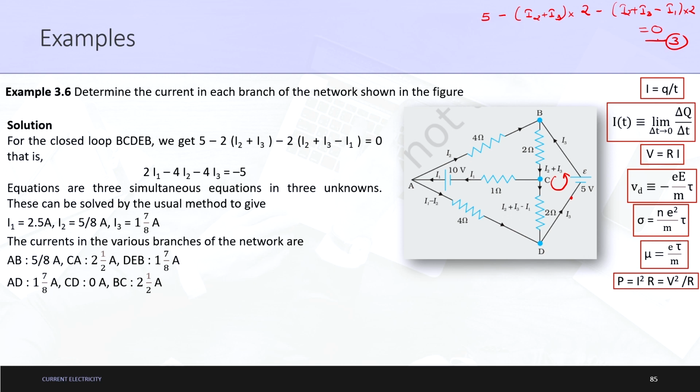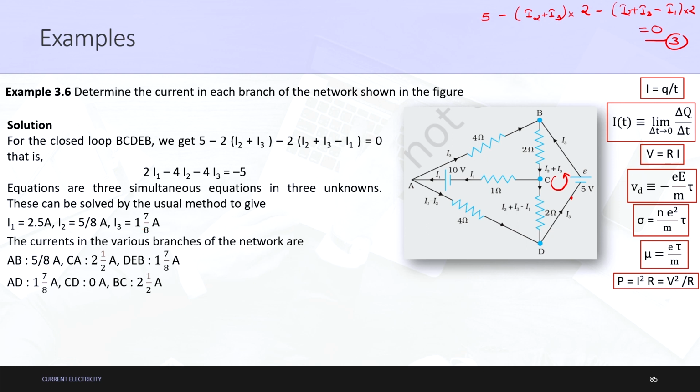Now, using 3 equations, 3 unknowns, we can find out the results. These are 3 simultaneous equations in 3 unknowns. These can be solved by the usual method, which gives you I1 is equal to 2.5 amperes, I2 is equal to 5 by 8 amperes, and I3 is equal to 17 by 8 amperes.